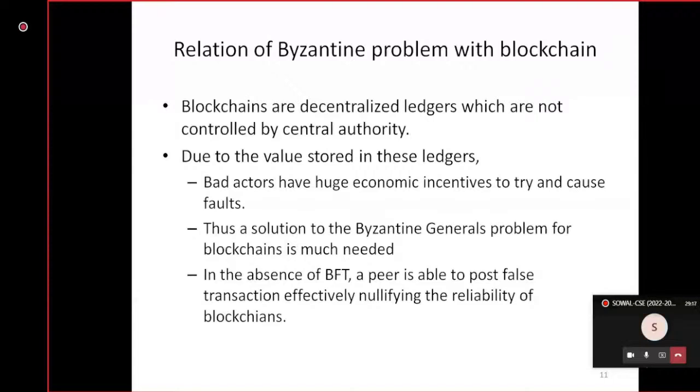As I discussed, this particular problem, BFT, solves the blockchain problem of malicious nodes. Due to the value stored in these ledgers, bad actors have to use economic incentives and have to face the fault. The solution to the Byzantine general problem for blockchain is much needed. In the absence of BFT, a peer is able to post a faulty transaction and effectively nullify the reliability of the blockchain. And if BFT is there, then we can tolerate such kinds of nodes in the blockchain.